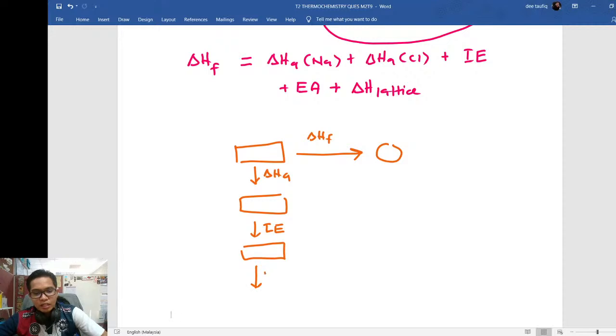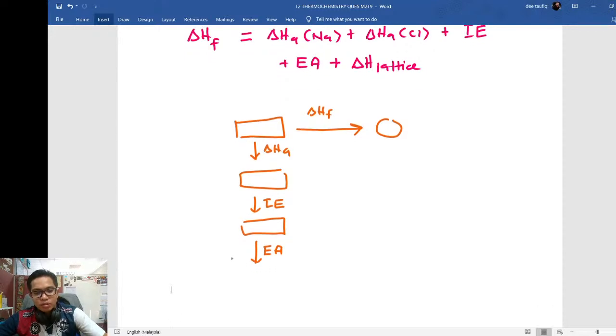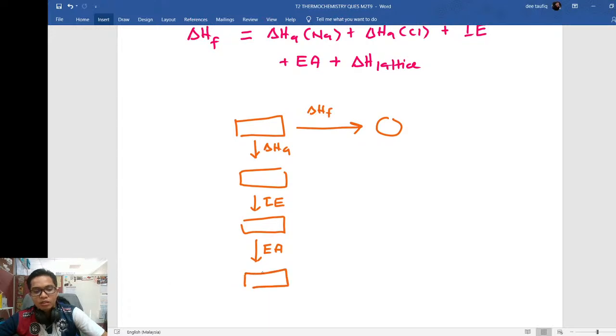Dan kita ada EA and so on lah. Okay. So dah dapat ion. Once kita dah dapat ion, so biasanya saya akan buat ke atas daripada sini, ion, then saya buat macam ni. Untuk lattice, ini kebiasaannya sebab dia bagi negative sign.